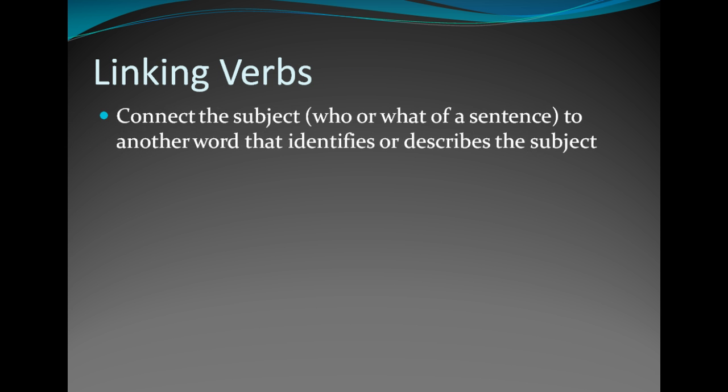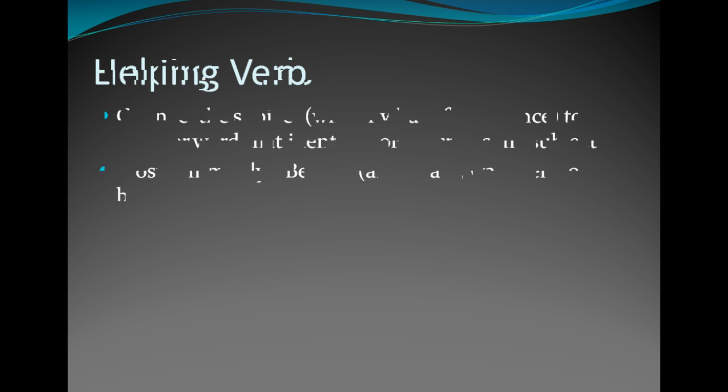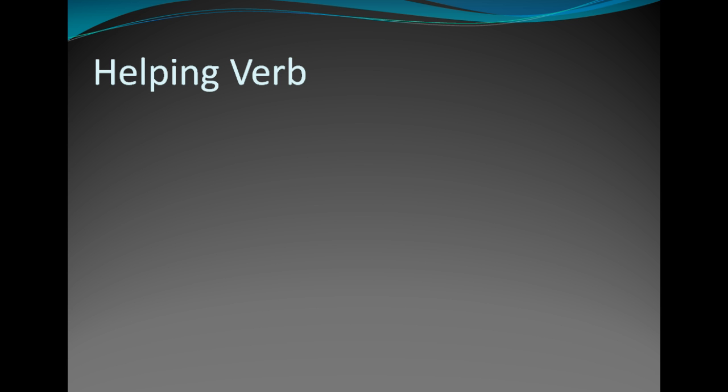Linking verbs connect the subject, the who or what the sentence is all about, to another word that identifies or describes the subject. The most common type of linking verb is a be verb, words like am, is, are, was, were, or be.